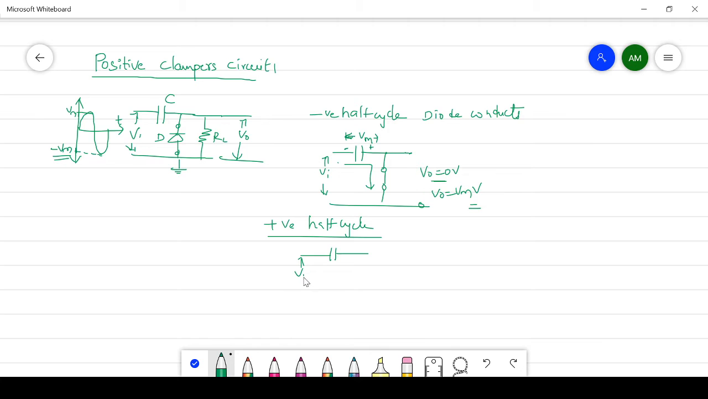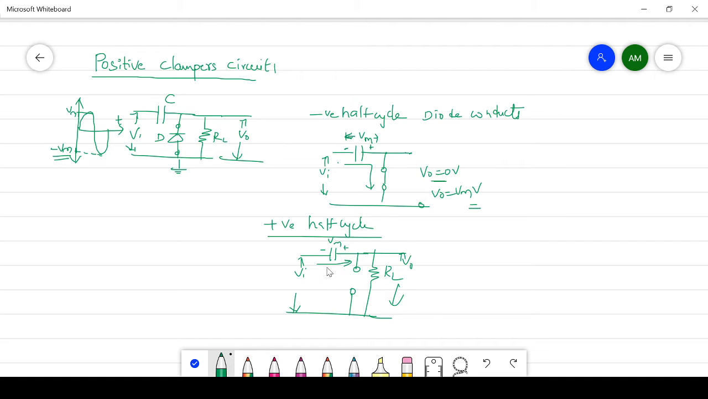So here what is the input voltage? Vi. Already Vm voltage is charged in the capacitor. The capacitor charged voltage is Vm, and this is the open circuit. So in this condition, the total current flows to the output terminal side. The output voltage is V naught. This one is the load resistor RL only, so the total output appears across the load resistor.